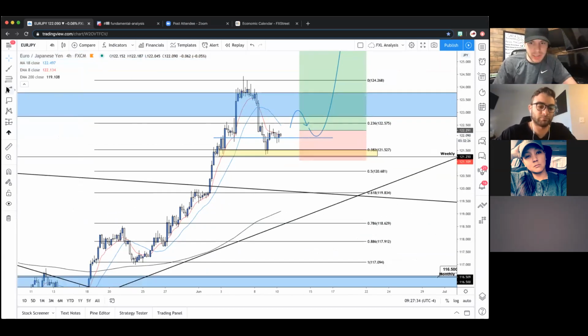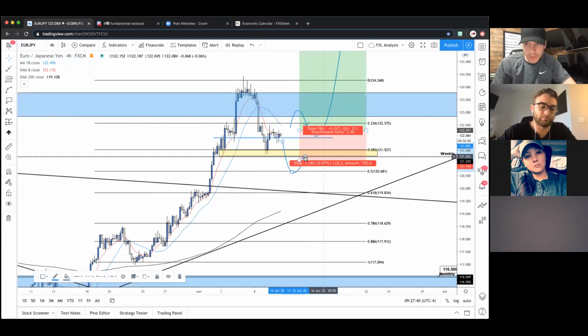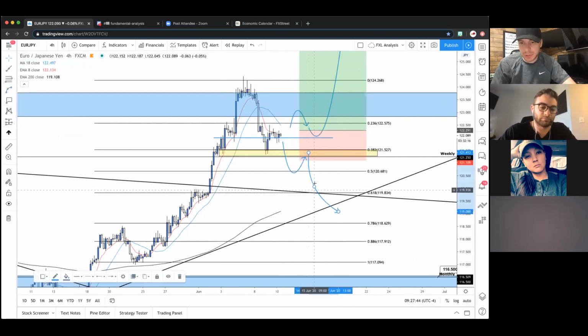But if this were to continue lower, what do we need to see? Break of this level. Clear closure below the weekly, below the 38.2. Again, lower high, and then we could just start targeting lower based on bearish confirmations.